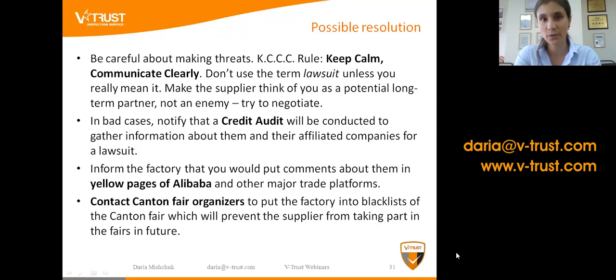Certainly everyone cares about their reputation, and basically the business exists only because of reputation sometimes. So putting a flaw, this black stain, into the reputation might also be quite effective. Contact Canton Fair organizers to put the factory into the blacklist of the Canton Fair. This way is also quite effective.